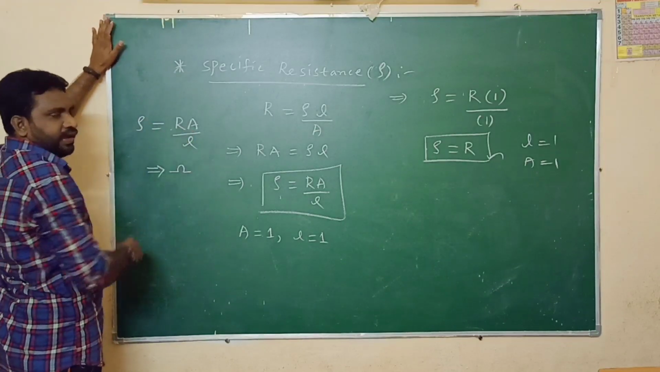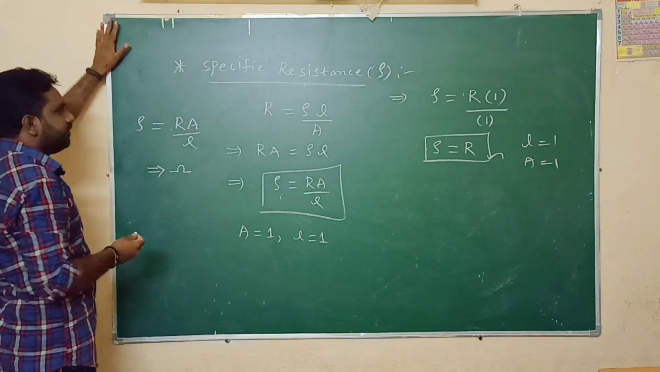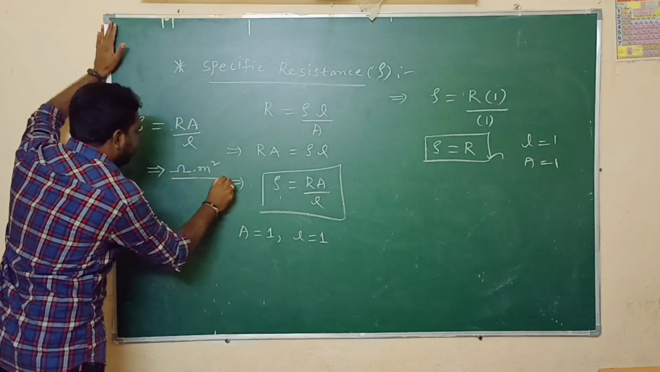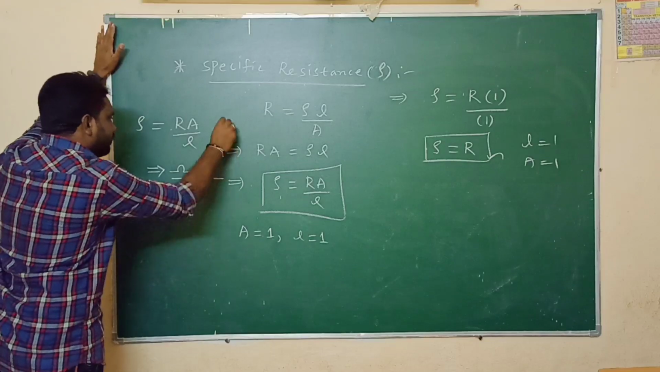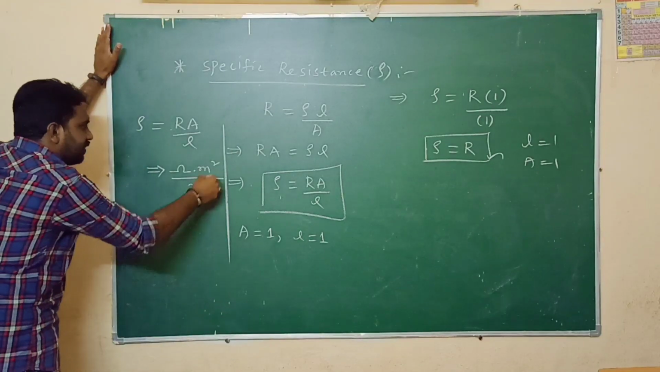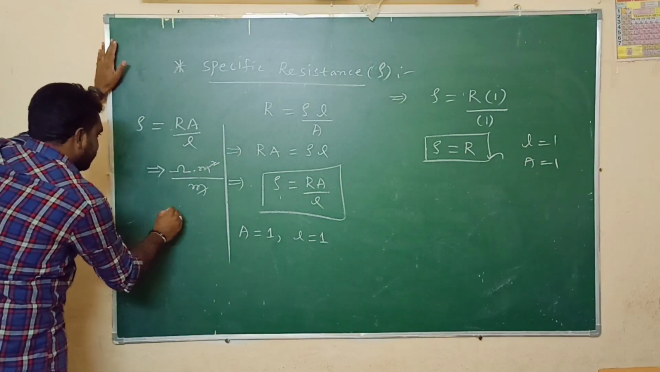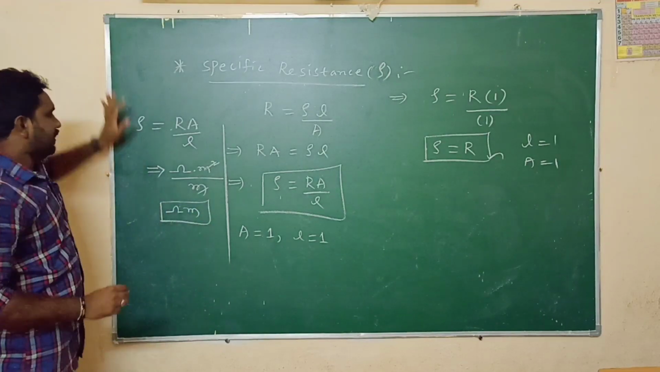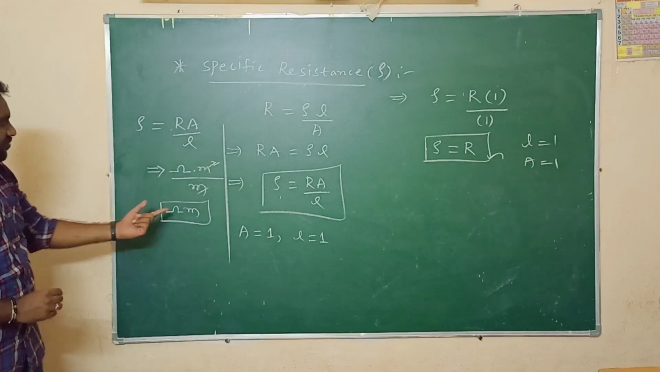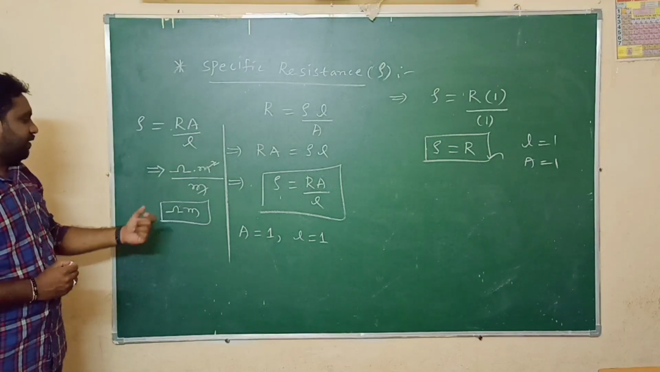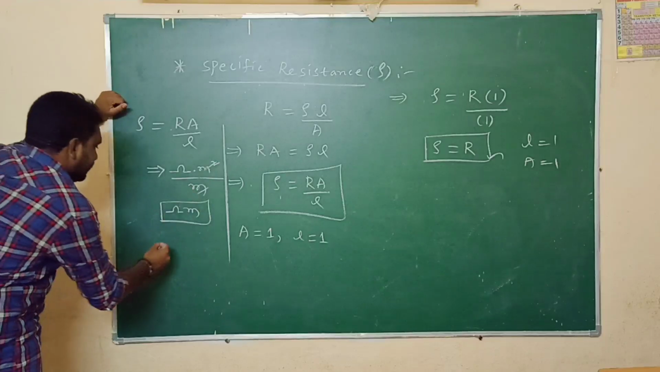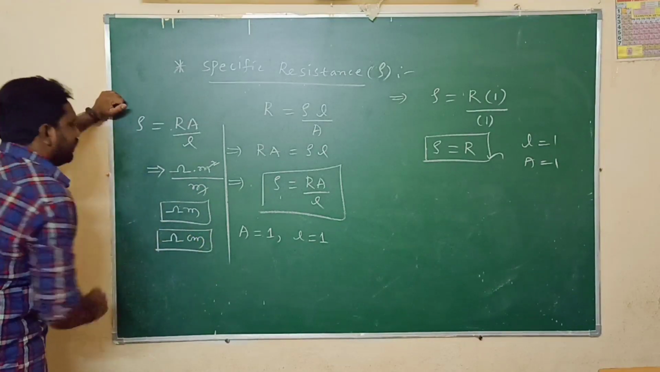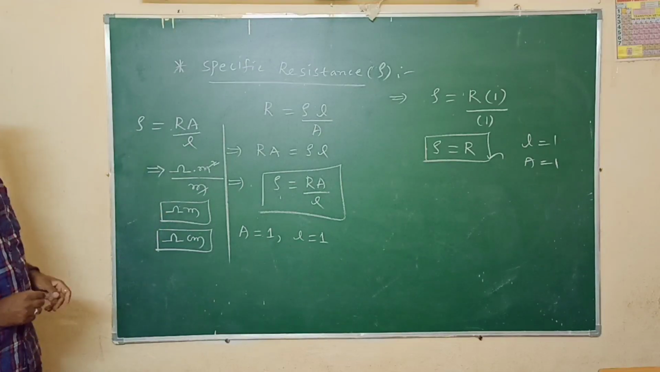And the SI unit of area: area means length into breadth, L into L, meter into meter, so we can write meter square. And the SI unit of length is meter, so one meter gets cancelled. The remaining term is nothing but ohm meter. So the SI unit of specific resistance or resistivity is ohm meter, and we can write the unit in terms of ohm centimeters also. So this is the SI unit of specific resistance.